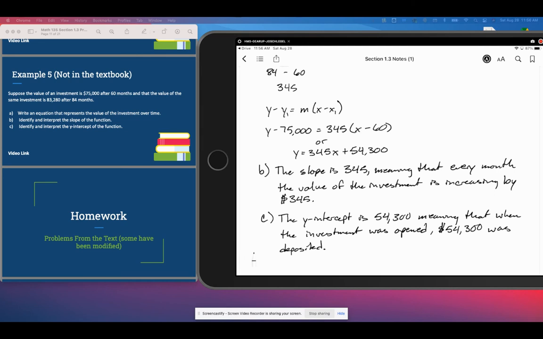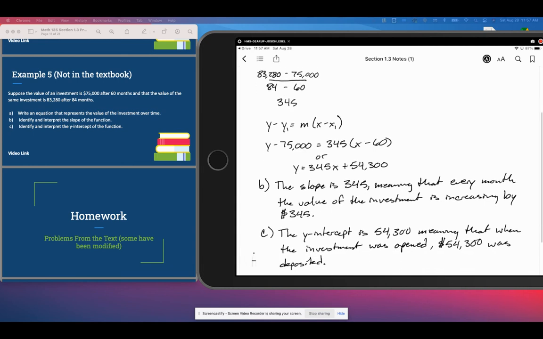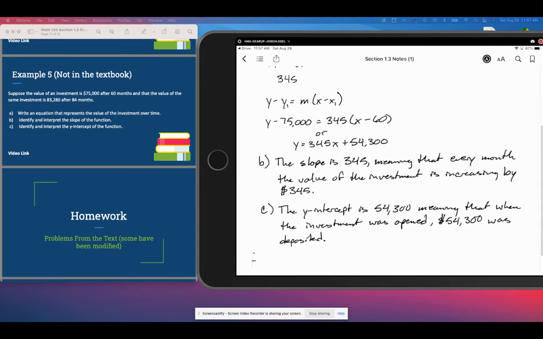On to part C. The y-intercept is 54,300, meaning that when the investment was opened, the person or the company came to the investor and gave them $54,300 to kick things off. So the value of this investment, if we go back up to the information we were given, in 84 months, which is about 7 years, has gone from $54,000 to $75,000 in value. So again, this person or company has made about $21,000 for doing nothing.